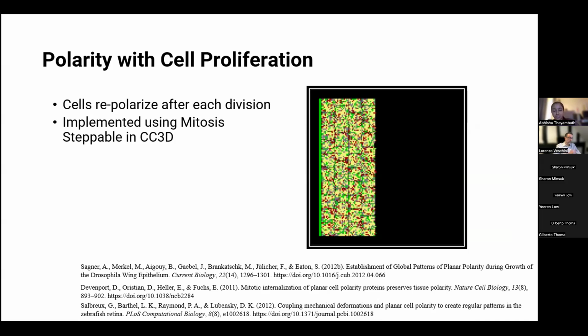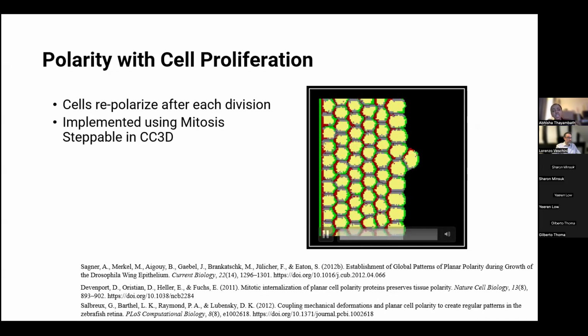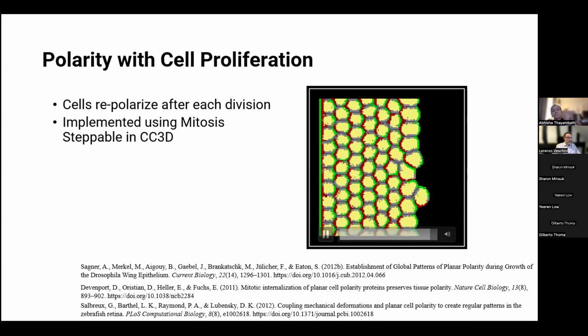So we tried to incorporate cell growth and division into our model. We started with a pre-polarized patch of tissue, and then we let the cells at the boundary, that are in contact with the medium, grow and divide. Cells repolarize after each division. During the division, the cell loses all the polarity information, so the cell becomes pixelated as in the initial configuration, and then it looks at its neighbors and readjusts its polarity.